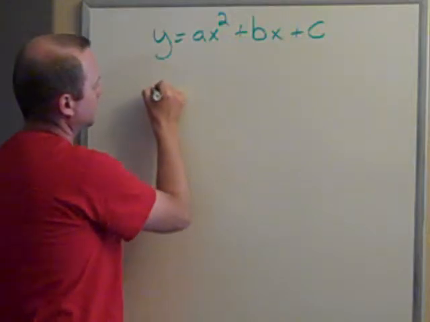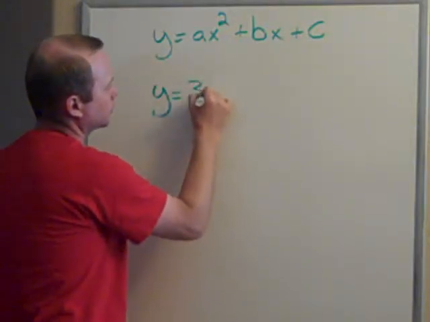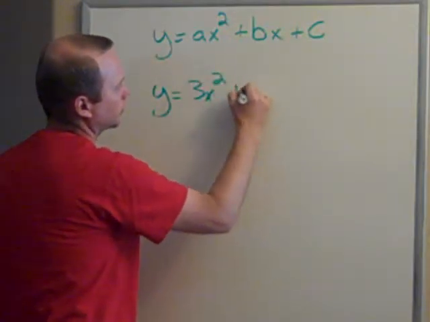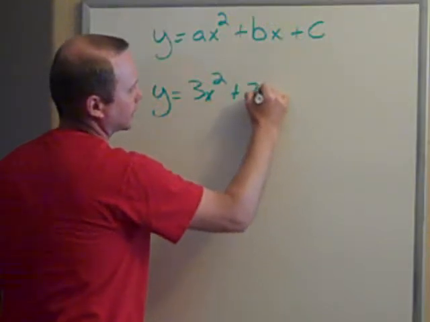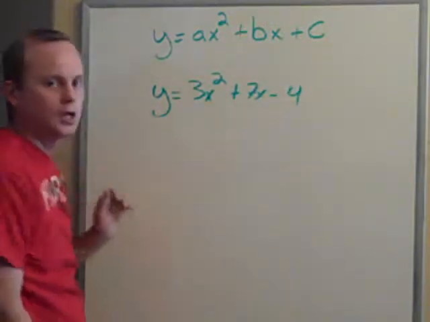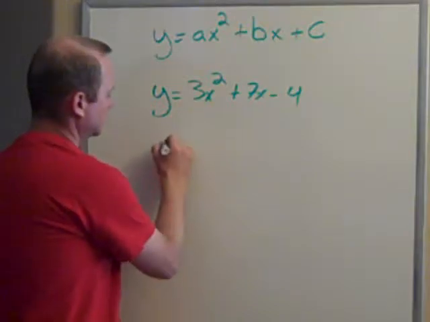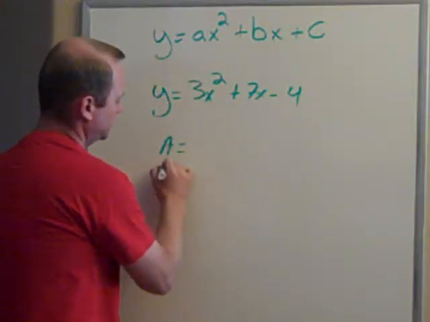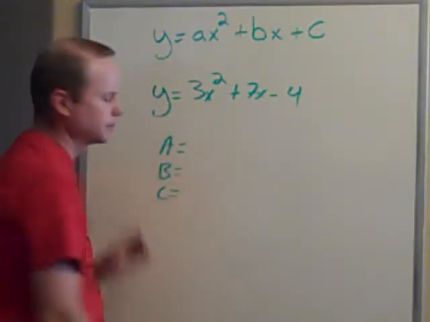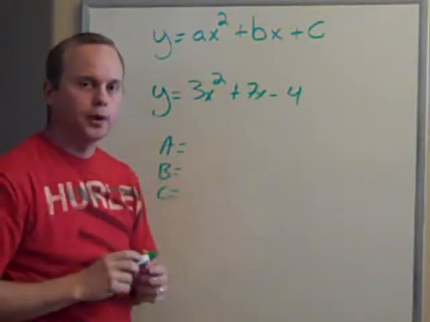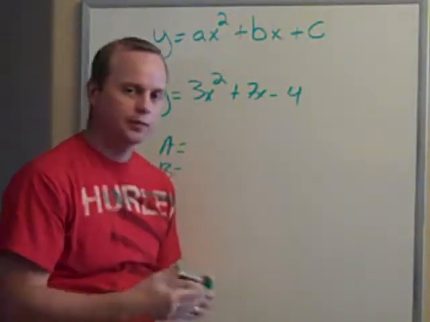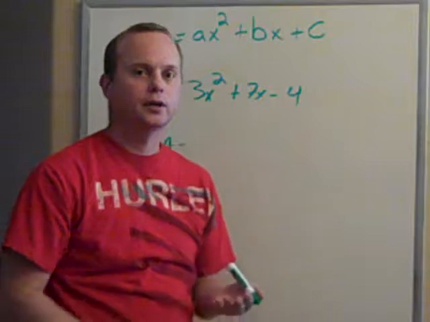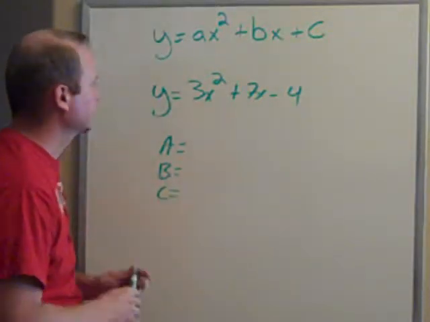But what this is, let's give an example here. y equals 3x squared plus 7x minus 4. And what the a corresponds to, a equals this, b equals, and c equals. We want to determine these right away because it helps us when we get into more advanced things like finding our vertex or the quadratic formula.